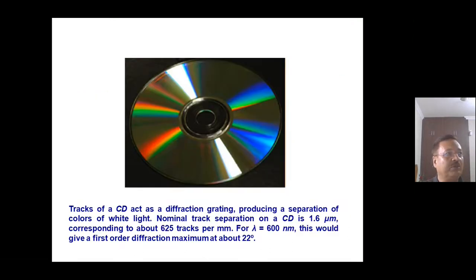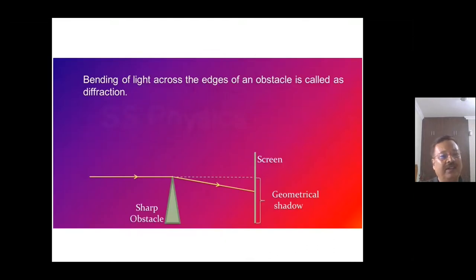So look at this peculiar picture. When we hold a CD, compact disc, in our hand, we see this kind of structure. This happens due to the diffraction of light, because the tracks on the CD serve as a diffraction grating, and when normal white light falls on it, it gives you the diffraction, and because white light contains all the colors, we see these beautiful colors. So bending of light across the edges of an obstacle is called diffraction.